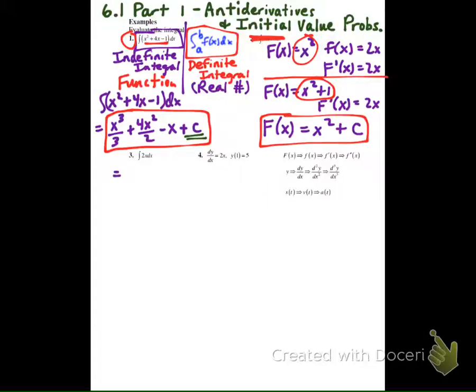And we would just say 2x to the 1 plus 1 is 2, but we have to divide by the 2. And then we add the c. Don't forget the c. And then we can cancel the 2's, and we just get x squared plus c, and that's it. That's the answer. Okay.